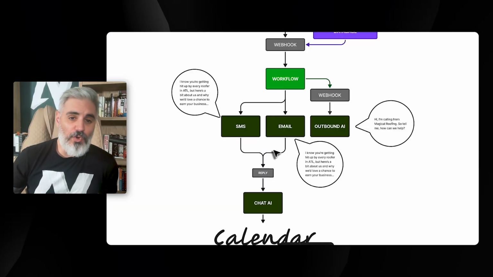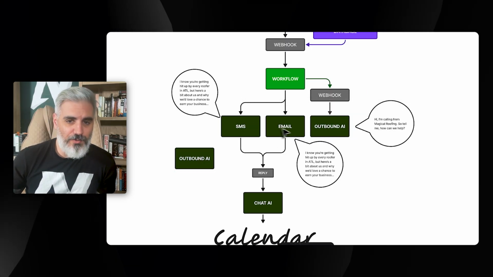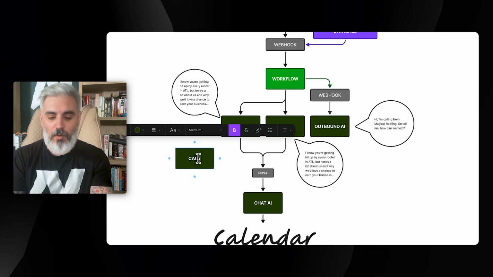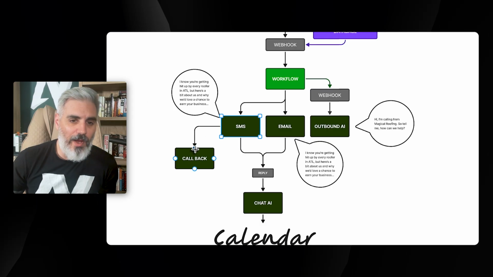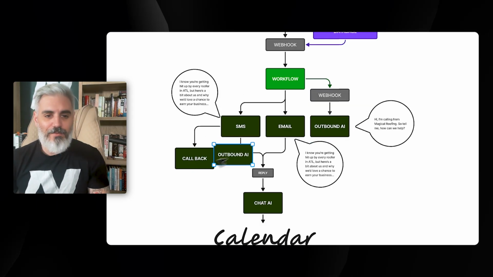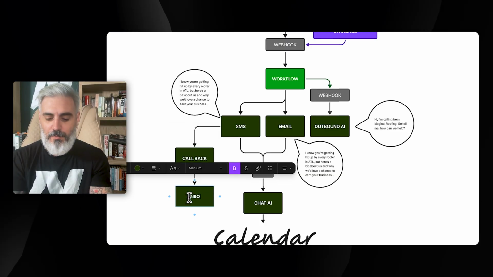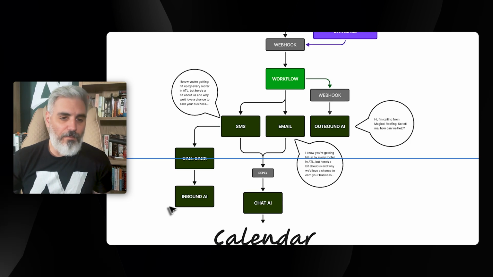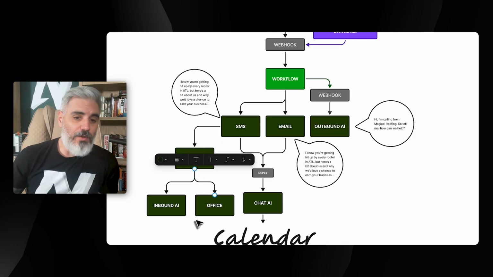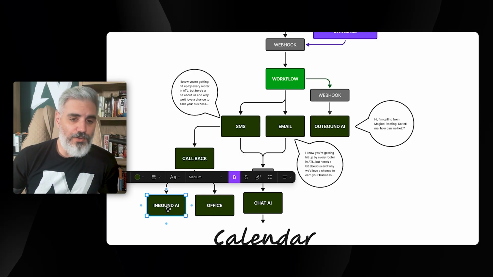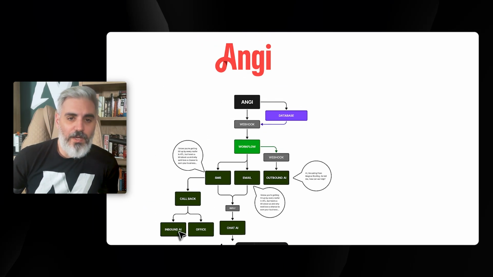Now, another thing that you could do, let's say they don't reply to this through a text or through an email, but rather they call back. And this would happen generally with an SMS. So let's say they call back. What you could do is you could have that call route straight to an inbound. So it can be an inbound AI to take that call, or you could have it go to your office, or you could do both. You could have it go to your office during business hours and have it go to an inbound AI after business hours. So this is how we connect Angi.